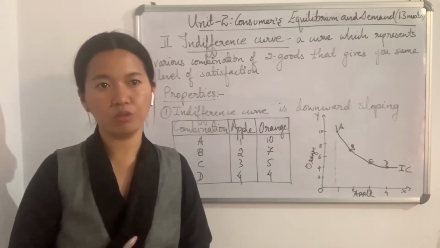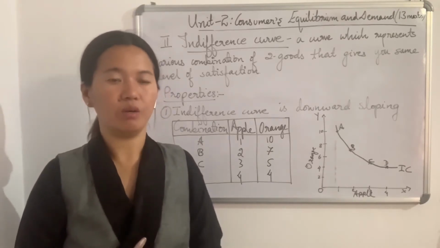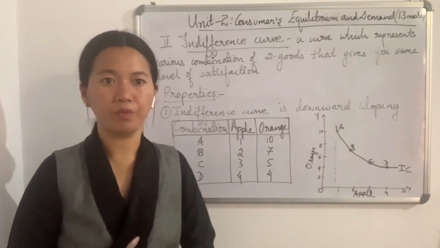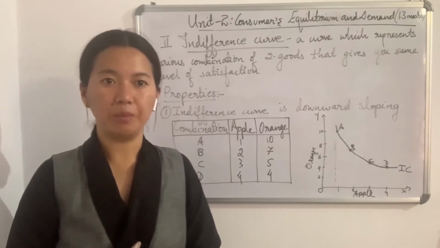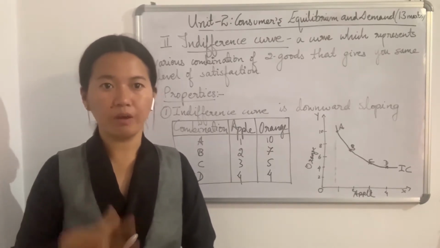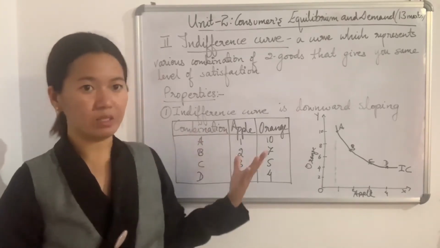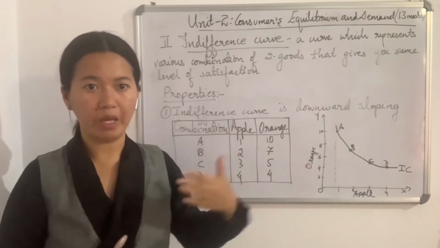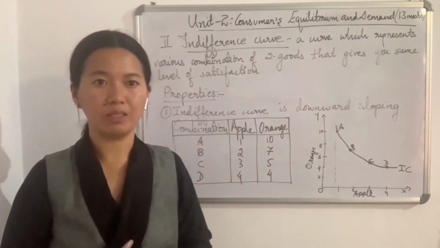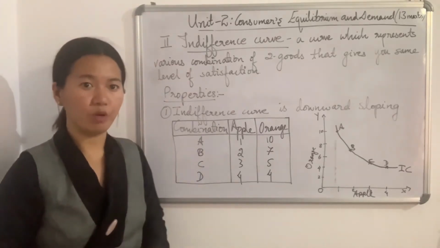The curve which shows all these combinations, that curve is called an indifference curve. Now let's go through the properties and understand in better ways the meaning of indifference curve. There are 5 properties of indifference curve, and the first one being indifference curve is downward sloping. As we move on, we will understand indifference curve in a better way. So let's go to the first property.